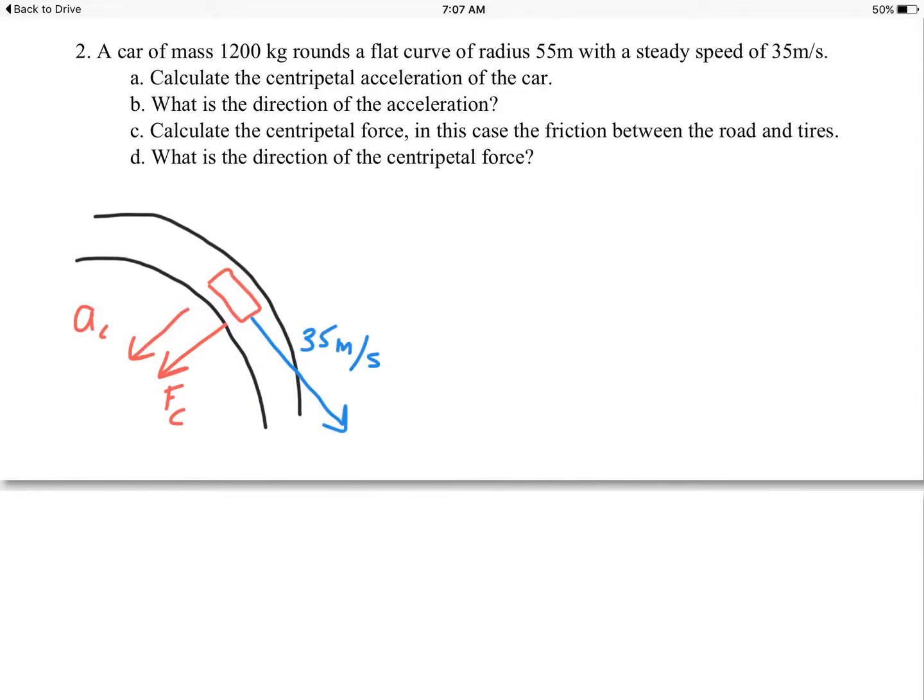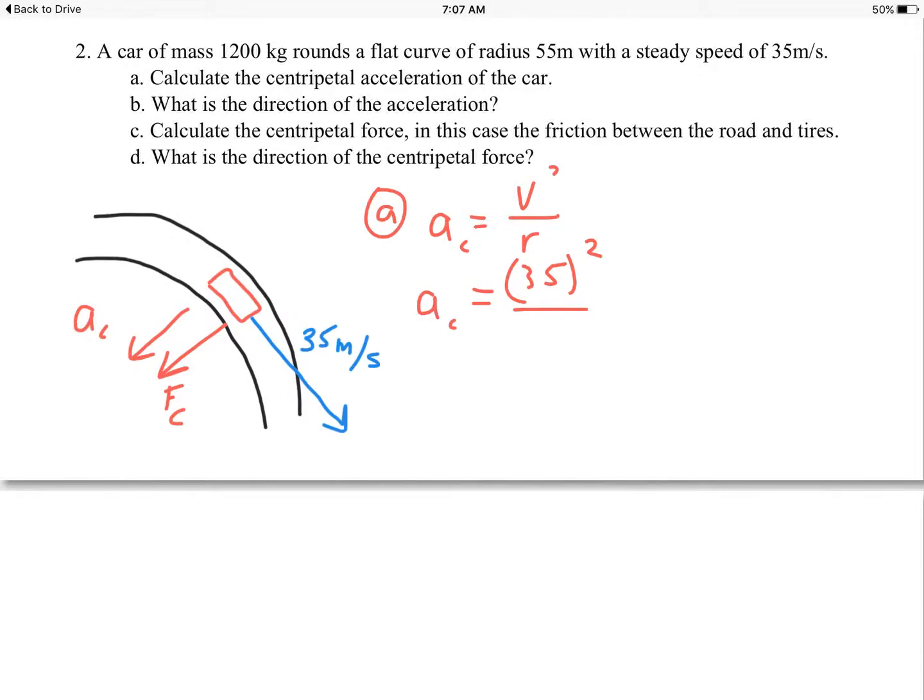Now we need to calculate the centripetal acceleration. Part A. Once again, it's pretty straightforward here. A sub c is v squared over r. Just check your units. The velocity is in the proper units, 35 meters per second. Don't forget to square that. Over the radius, we're good here.